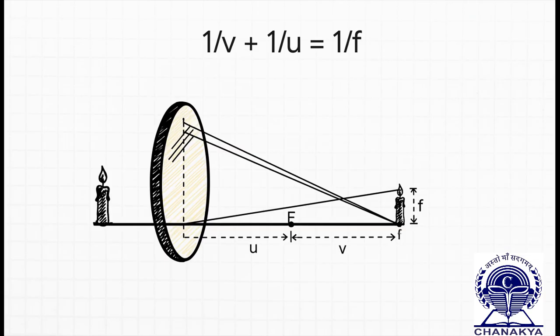And here's the best part. None of this is guesswork. We can predict exactly where an image is going to show up using something called the mirror equation. If you know how far the object is from the mirror and you know the mirror's focal length, boom, you can calculate the exact distance to the image. It's like the mathematical cheat code for mastering reflection.